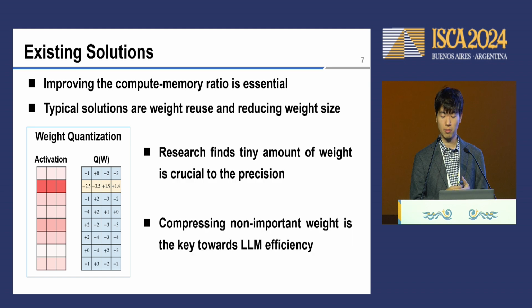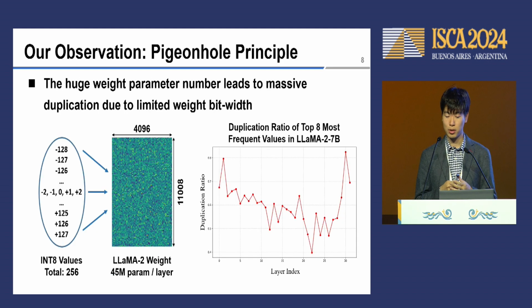And I would like to talk more about the weight characteristics. Previous algorithm researchers found that only a tiny amount of weight, typically 1%, is crucial to model precision. And it is safe to apply aggressive compression like ultra-low bit quantization to the rest of the weight. They occupy 99% of the weight size but are tolerant to error, and that is what we focus on in this work. Here, we present a different observation and a solution.